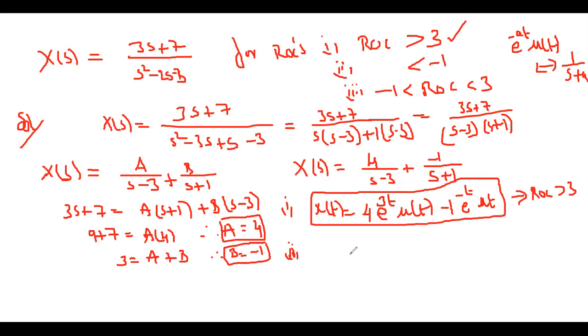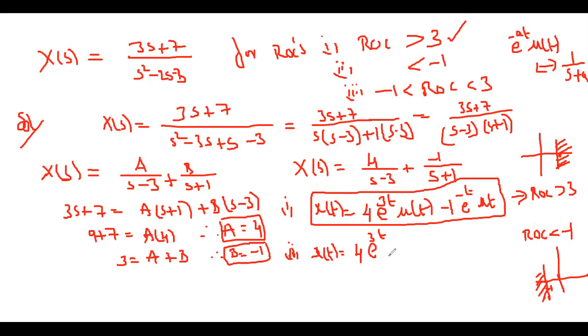For the second one, you can see it is less than; they're asking less than minus 1. Less than minus 1 means negative real axis. The 3 is there, and the ROC is above the 3. And for the second one, if I take the ROC less than minus 1, the region of convergence is below the minus 1. Below the minus 1 means mu of minus t. So x of t is equal to 4, and for s minus 3 it means e power 3t, but not the positive one, mu of minus t.